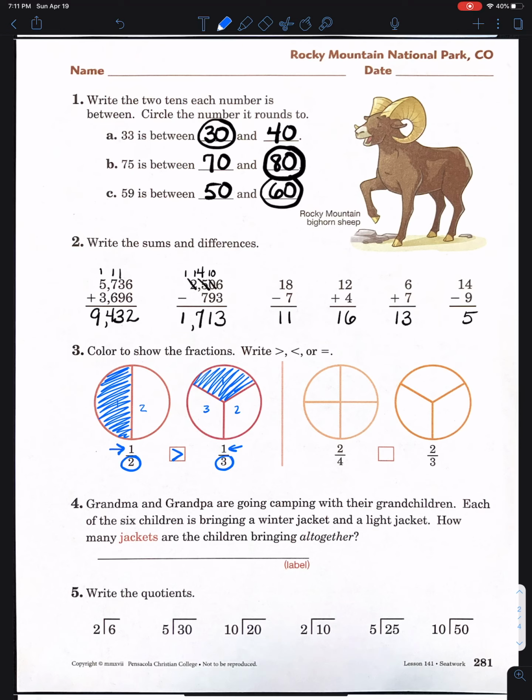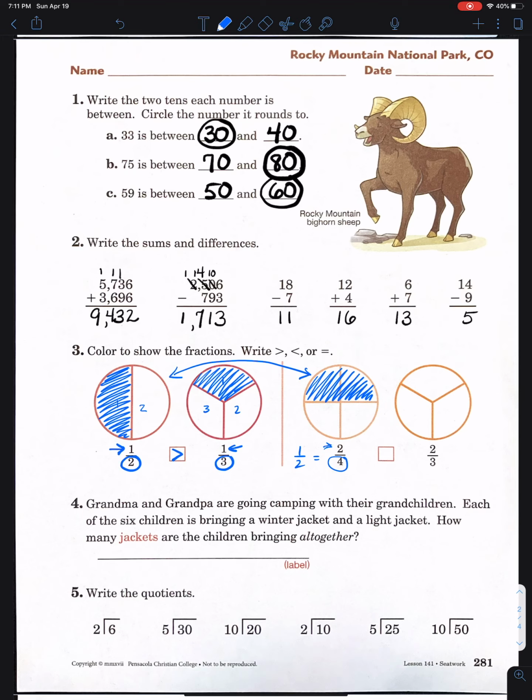All right, on the next 2 circles, the first one wants us to shade in 2/4, or 2 out of 4 equal parts. We have a total of 4, and we're going to shade in 2. And this is the same exact thing as 1/2. 1/2, as you see over here.